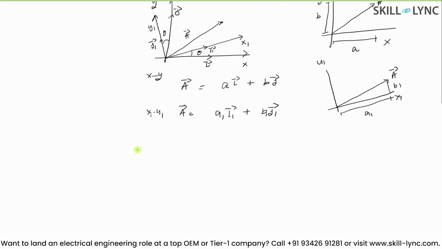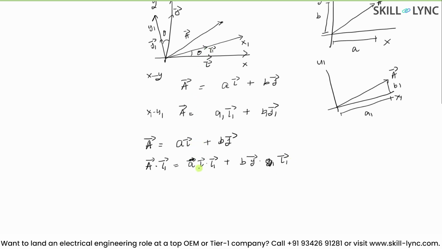Well, it's very simple. What I'm going to do is take the first equation. I'm going to say a vector is equal to a i vector plus b j vector. Okay, and what I'm going to do is multiply this with i1 vector on both sides. So a vector dot i1 vector is equal to a times i vector dot i1 vector plus b times j vector dot i1 vector. I made a small mistake. This is not a vector, it's just a component of a.